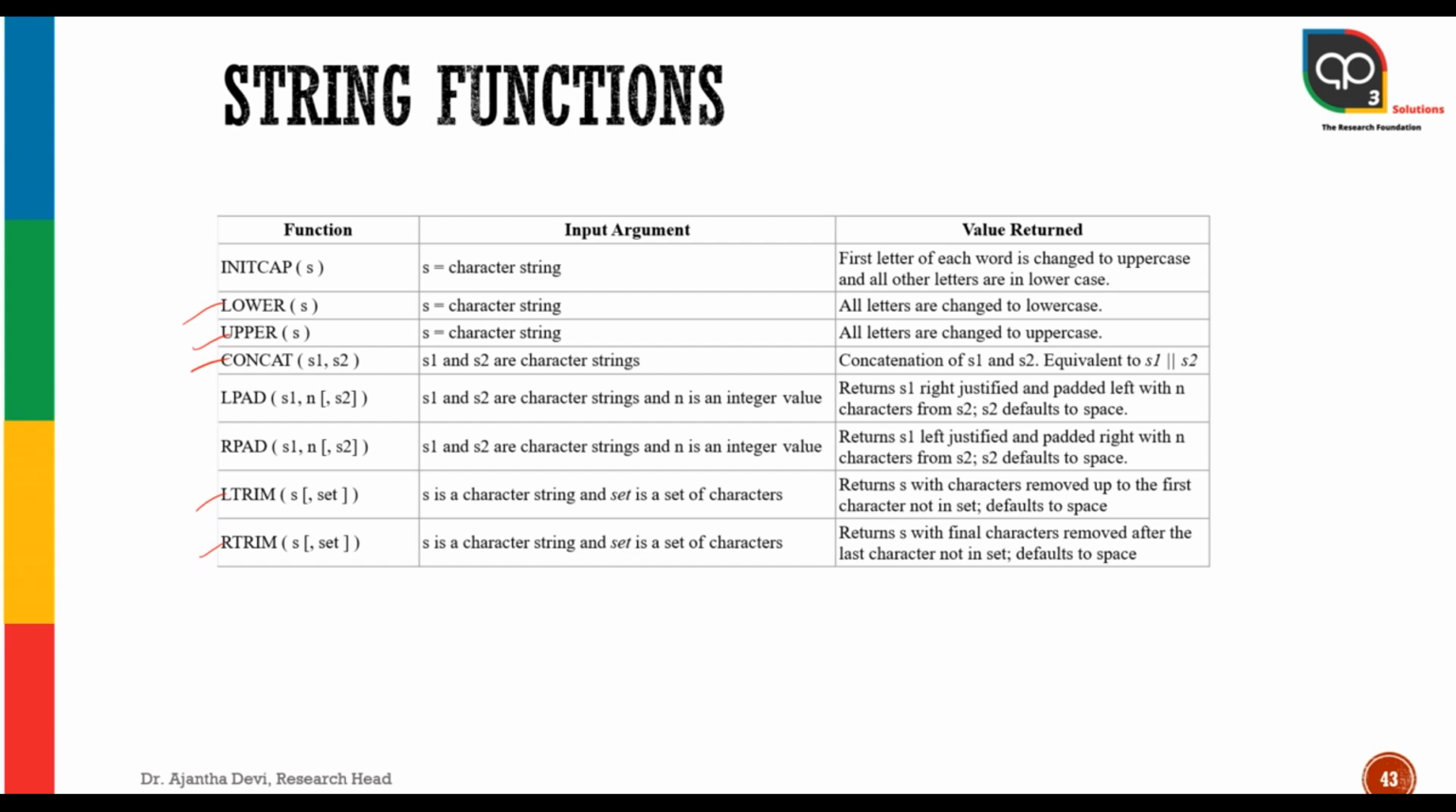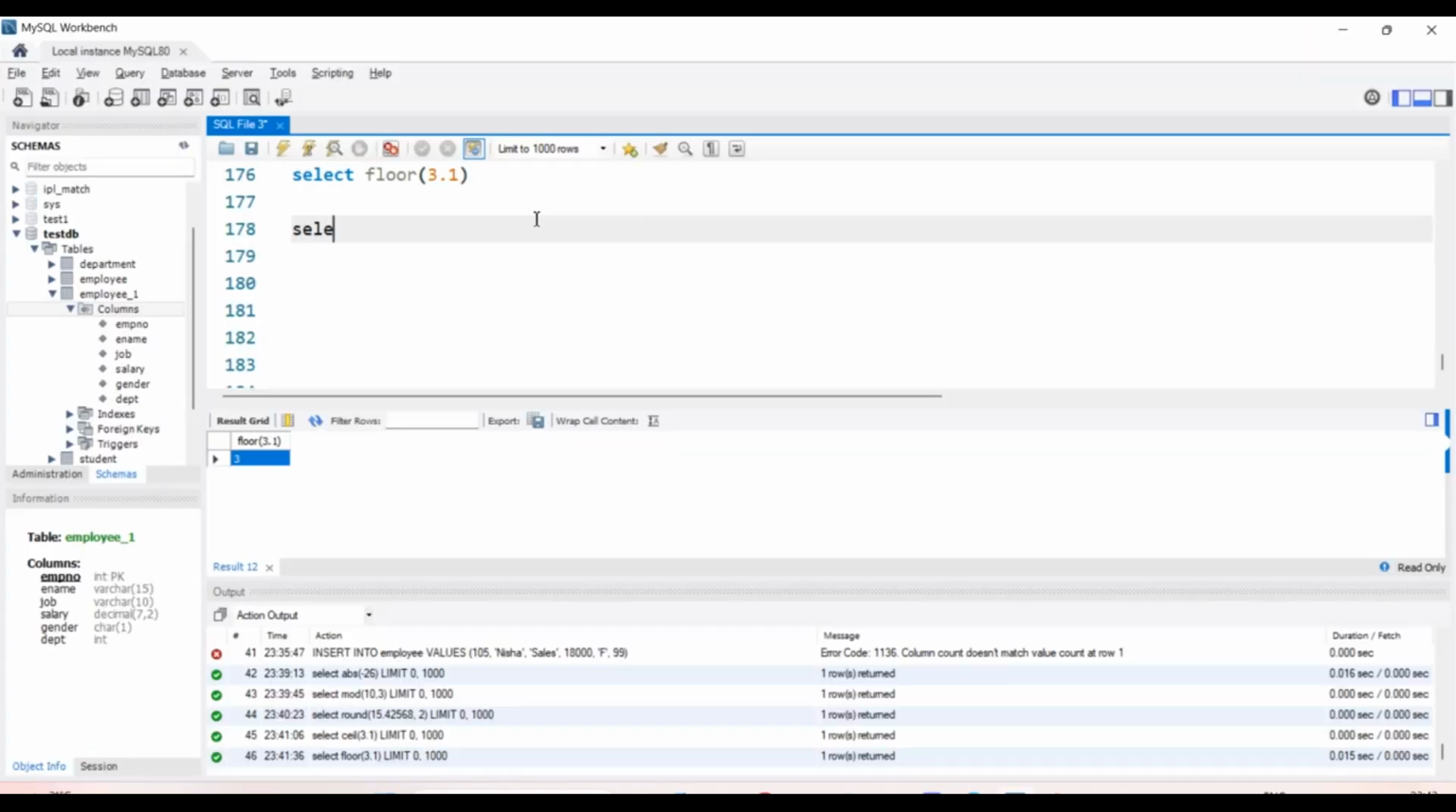These functions are used in SELECT, WHERE or ORDER BY clauses to make data more readable or conditionally filter records. In such a case, let me place this SELECT. CONCAT of two strings, let me make it here. The first string is Ajay, and the second string, let me give it as Devi.